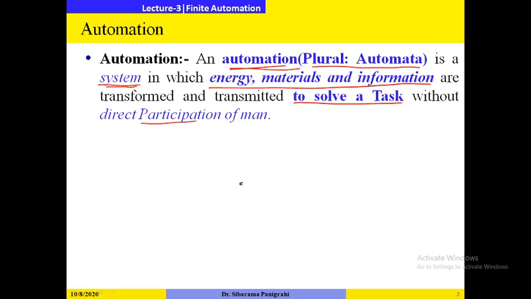An automaton is a system in which energy and materials are transformed to solve a particular task. Let me take a simple example of a cold drink filling machine. Initially the empty bottles are placed at a particular location, bottles in which cold drink is not filled. So we start from the empty bottles. Then through a conveyor belt, these empty bottles move to another state, or another position, where the cold drinks are filled into the bottle.